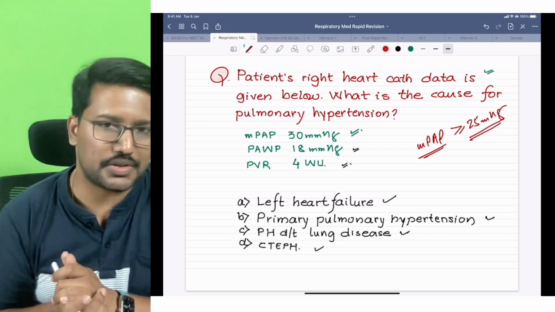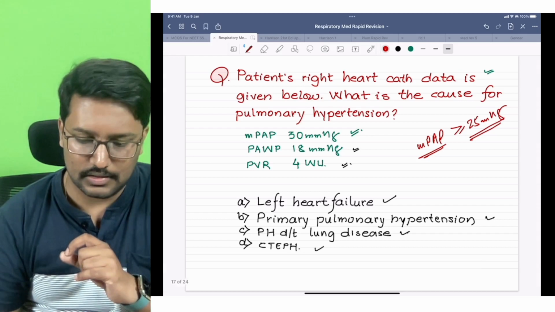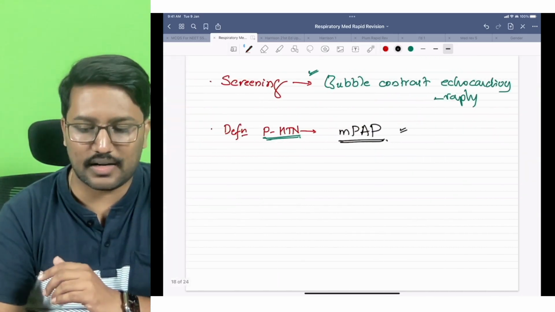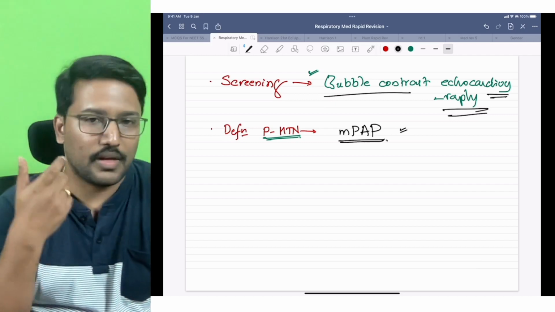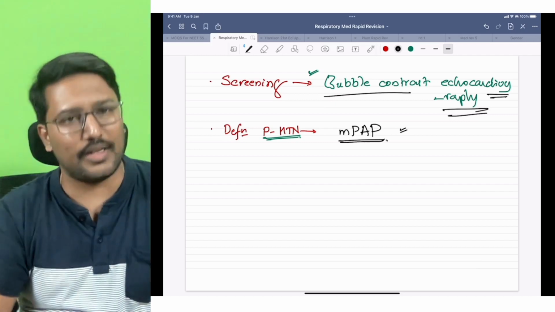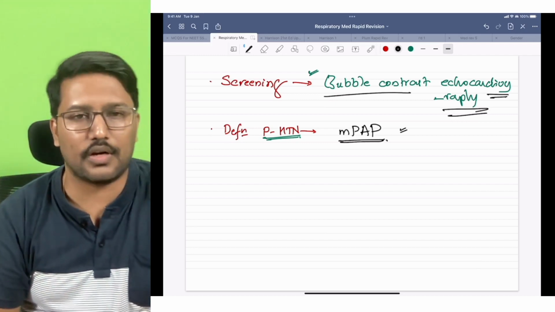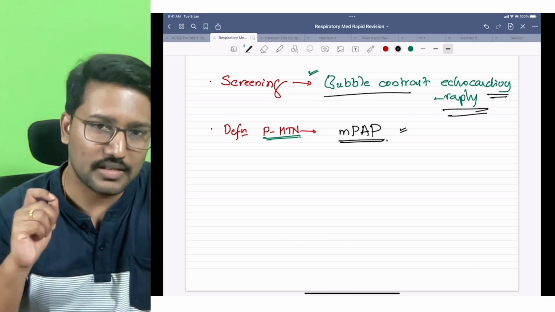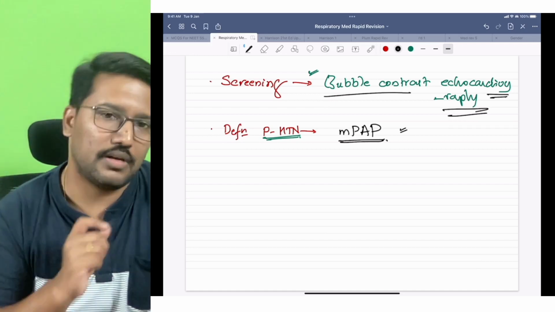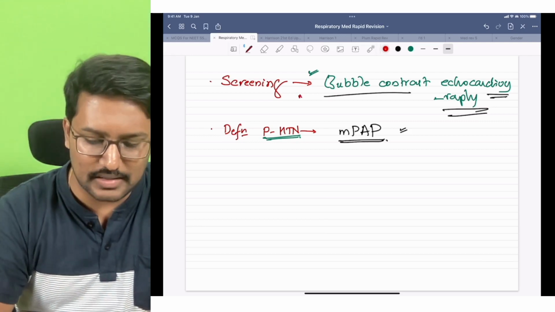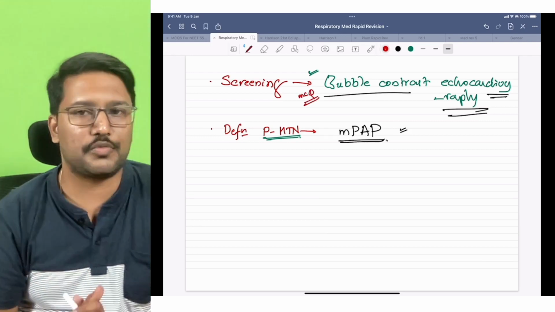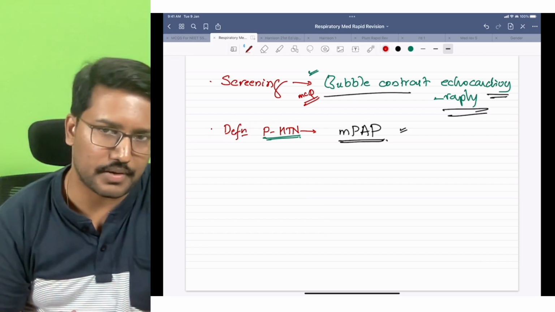I was asking you a question, what is the screening test of choice? The screening test of choice is bubble contrast echocardiography. You introduce bubbles into the patient's circulation by injecting air and then you do the echocardiography. That is called bubble contrast echocardiography, and that is considered the screening test of choice for pulmonary hypertension. This is a potential MCQ point, so please remember it: screening test of choice is bubble contrast echocardiography.